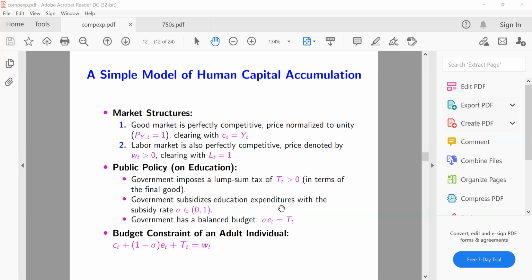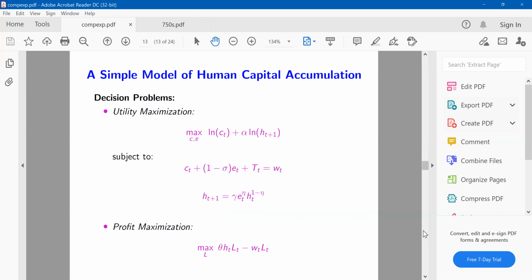So how can we write the budget constraint of an adult individual? Very simple. There is consumption expenditure, there is education expenditure, and now you see the subsidy rate is important, and there is the tax. All of these spending components should be equal to the wage. There's no asset income, there's no other transfer.